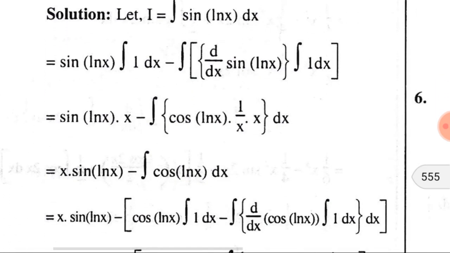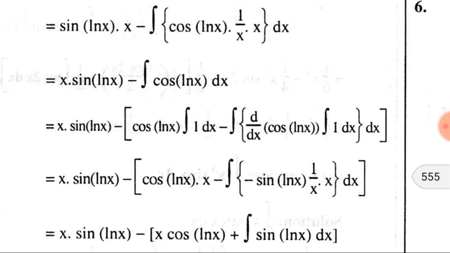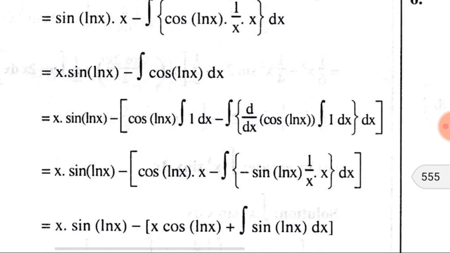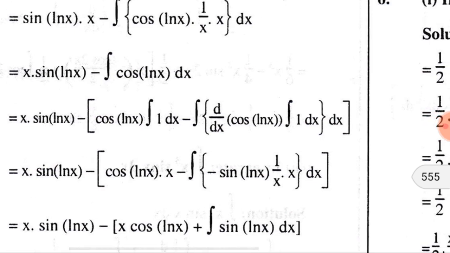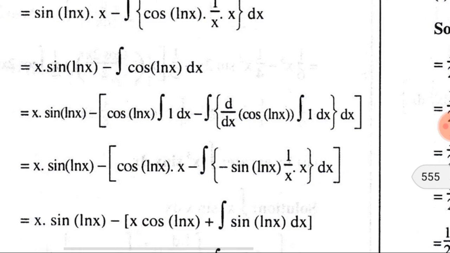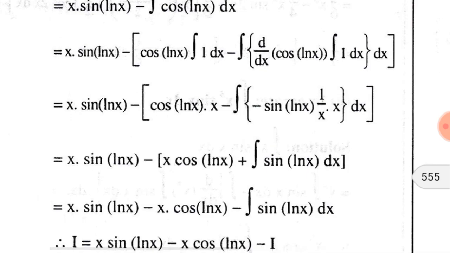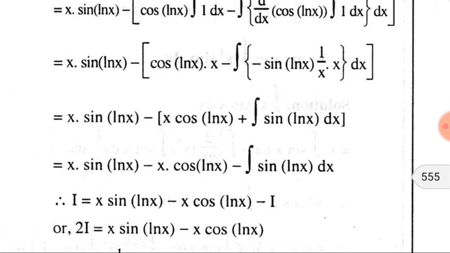After calculation we get here x sine of ln of x minus the integration of cos of ln of x dx. Again, applying the same formula in the case of the integration of cos of ln of x dx, we get cos of ln of x times the integration of 1 dx, minus the integration of the derivative of cos of ln of x into the integration of 1 dx. Then after doing calculation, we get cos of ln of x into x, minus sine of ln of x into 1 by x into x dx. And after simplification, we get x cos of ln of x plus the integration of sine of ln of x dx.